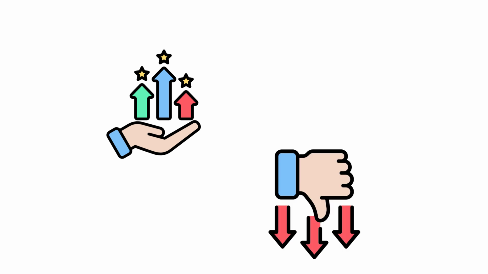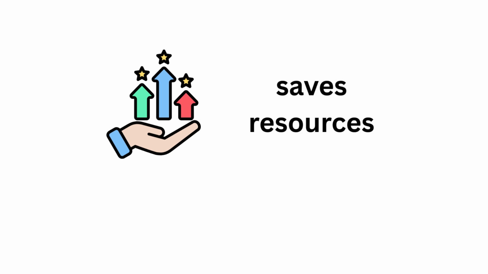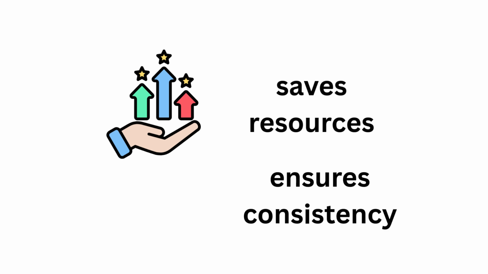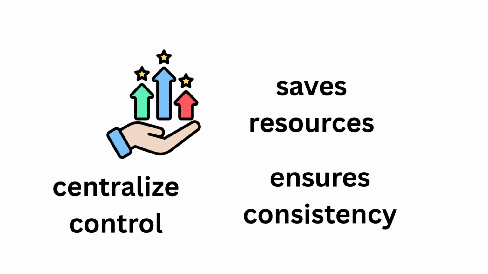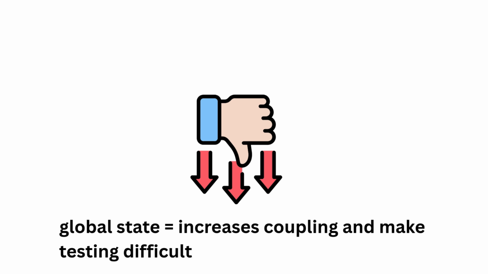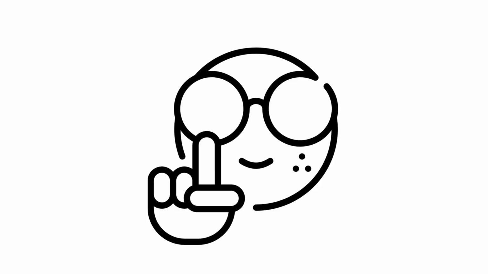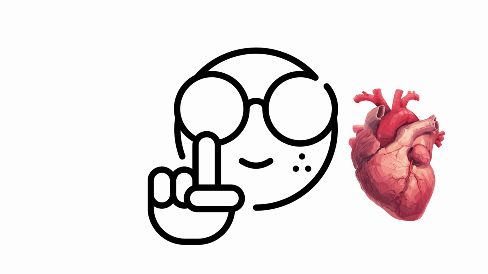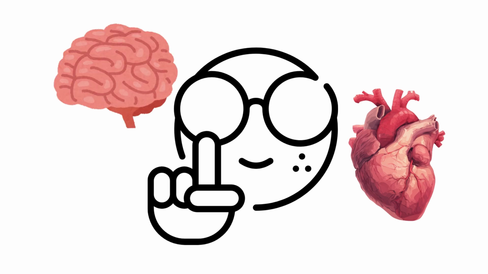Now let's explore its advantages and disadvantages. The advantages: it saves resources, it ensures consistency, and provides centralized control. However, it has disadvantages. It creates a global state, which can increase coupling and make testing difficult. For example, in unit tests, if one test modifies a singleton state, other tests may fail unexpectedly. So the system relies on it, like a heart or brain, if it is gone, it can no longer function.